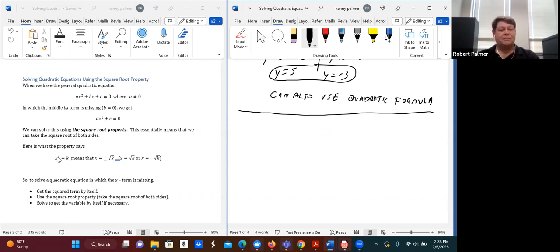So the property says, if you have x squared equals some number k, that means that x equals plus or minus the square root of k. Okay, so you have our 2 solutions right here. Either x is equal to the positive or the negative version of the square root of k.